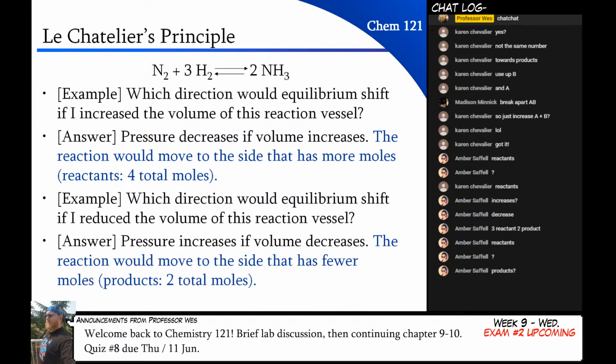And so these examples right here are more or less what we just did with the ammonia. If I increase the volume of the vessel, the pressure goes down, so I need to move in the direction that has more moles to fill in that gap of pressure. In this ammonia example, that would be the reactants. If I reduce the volume of the vessel, the pressure increases. I need to undo that increased pressure. I would move the reaction in the direction of fewer moles, which ends up being the products here.